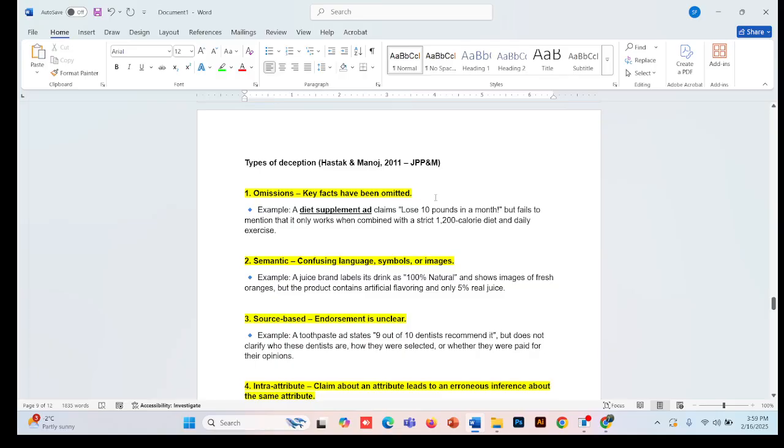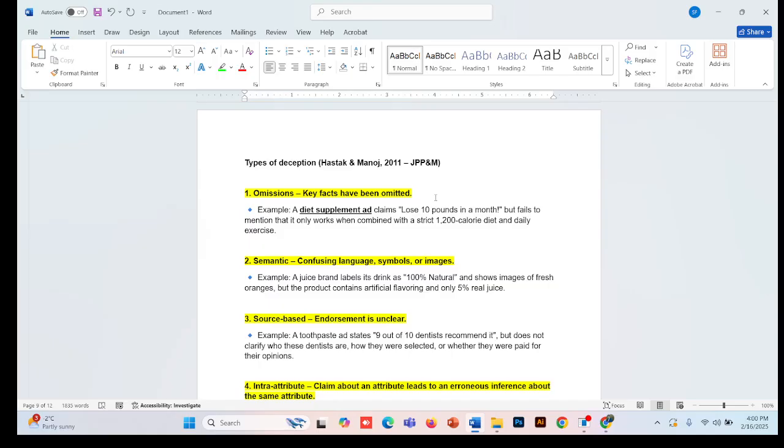What does it mean? It means that the main information remains hidden or the advertisers don't explicitly mention the very vital information that might help consumers take decisions, so they intentionally avoid very important information in their advertising. Secondly, semantic. Here advertisers use confusing language or symbols to deceive customers.